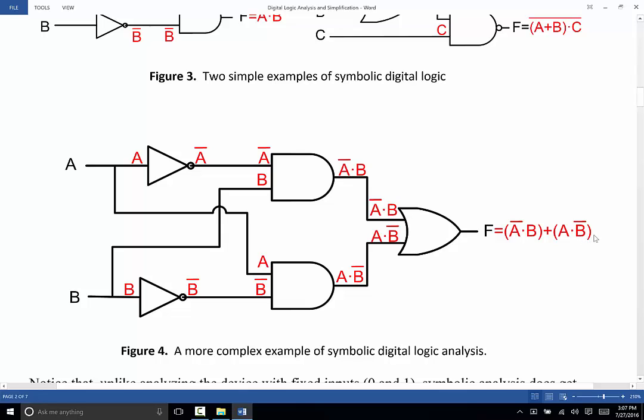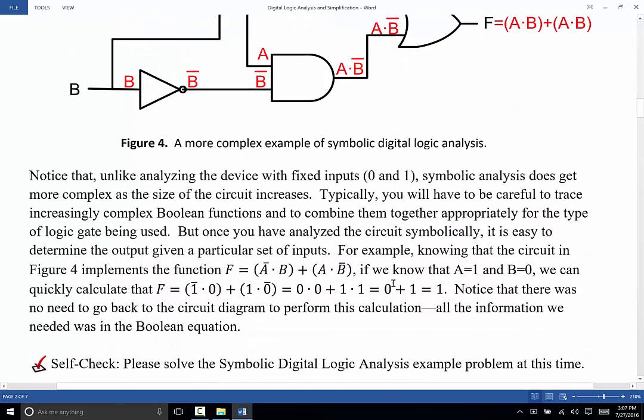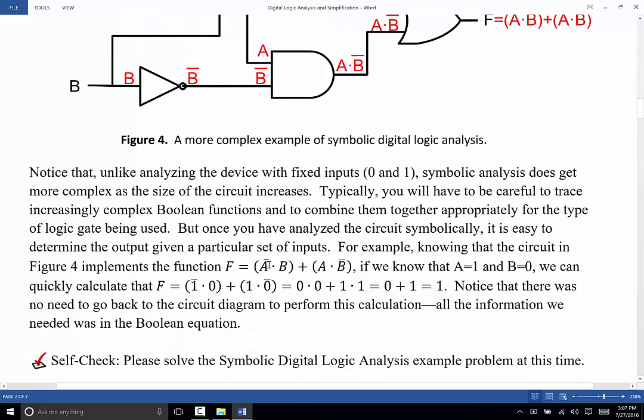Now, this is the same circuit that we saw earlier where we did a literal analysis, but here we're doing a symbolic analysis. And so this symbolic analysis will carry through, even if the inputs change their values, they'll still have the same variable names. So for example, I could consider that equation, f equals not A and B, or A and not B.